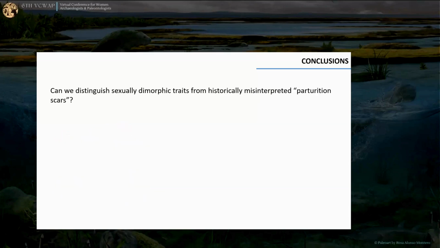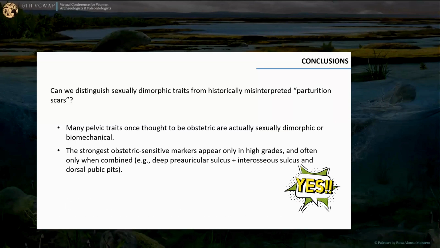And can we distinguish sexually dimorphic traits from historically misinterpreted parturition scars? Yes. Many classical obstetric traits, for example the extended pubic tubercle, the tuberosity of the iliac bone, and the margo auricularis groove, in our sample show higher frequency in males, confirming that they are not absolutely obstetric markers. Also, if you look back at the weight correlation, we see that some of them are more correlated with weight in females, so it probably has something to do with weight and not with obstetric traits.